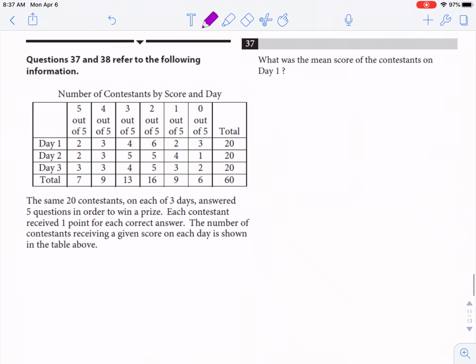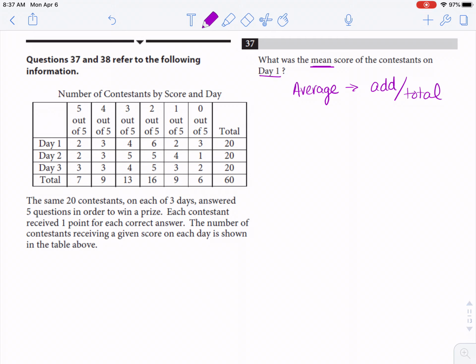All right. So mean. What was the mean score? Mean means average, which means add them all up and divide by the total. All right, let's look at this.